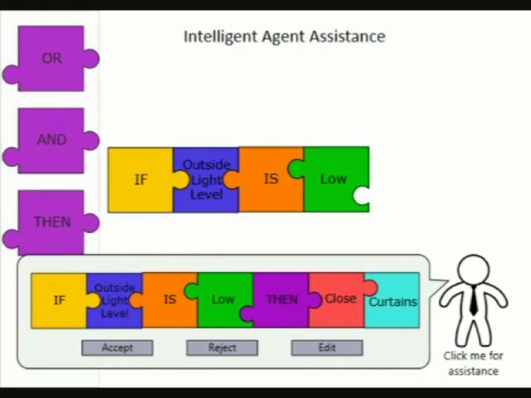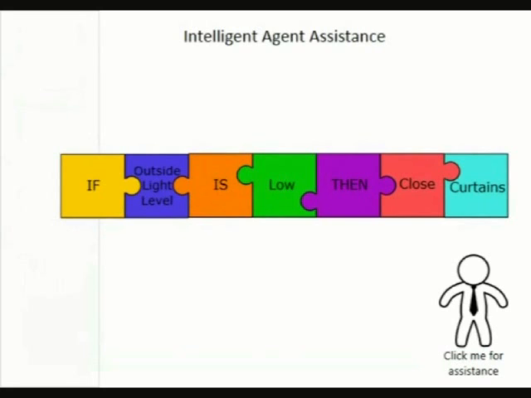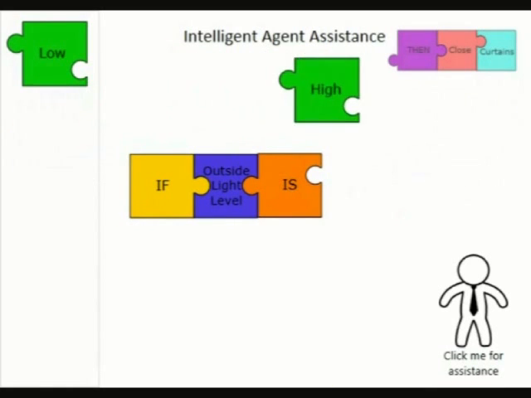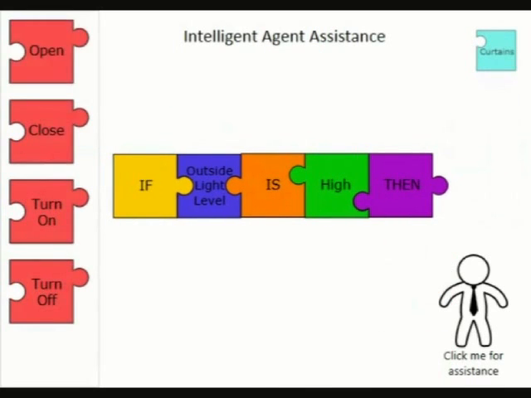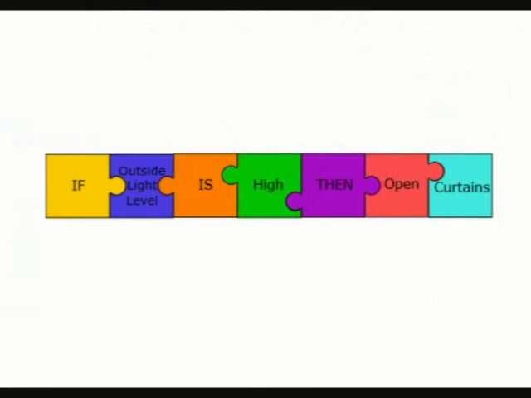Let's suppose at this point we changed our minds, and instead of this rule, we wanted the opposite, so that when it's light outside, the curtains open. Then we'd select the option Edit. At this point, we can swap the pieces of the behavior rule that we don't want. And so we'll remove low, and change it for high. And remove close, and change it for open. And then we have our complete rule. If outside light level is high, then open curtains.